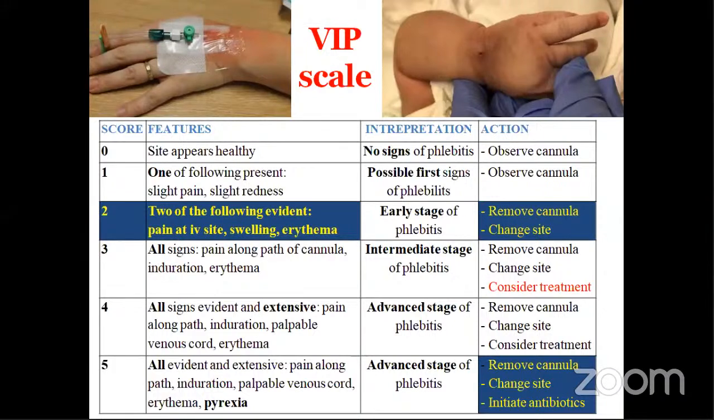In score 5, all are evident and extensive. Along with that, the patient develops fever. This is the established phase of thrombophlebitis. Remove the cannula, change the site, give the treatment that I've already told, and it is the indication to initiate antibiotics.